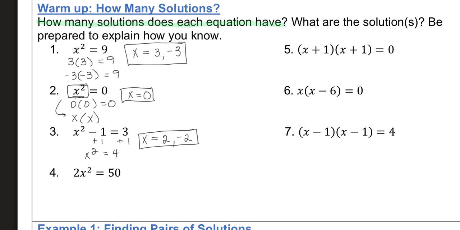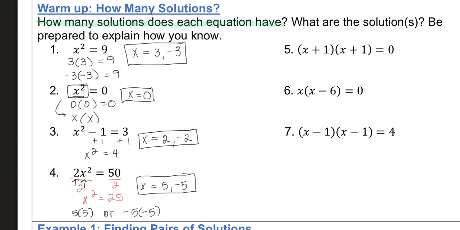Okay? For number 4, again, we can think about 2 times something squared gives me 50. If we want to get rid of that 2, we could divide by 2. Then we have x squared equals 25. Well, what number times itself gives us 25? 5 times 5, or negative 5 times negative 5. So that means x equals 5 or negative 5.